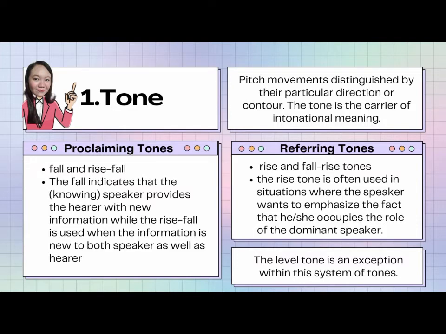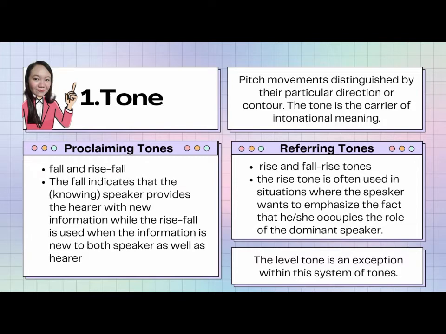They are either proclaiming tones for the fall and rise fall tones or referring tones for the rise and fall rise tones. They are used either in contexts where the conveyed information is considered by the speaker as being already known to the hearer or in contexts where the message is considered to be unknown to the hearer. Proclaiming tones refer to new information that is not shared yet, while referring tones refer to information that is already known and knowledge is shared with the listener.